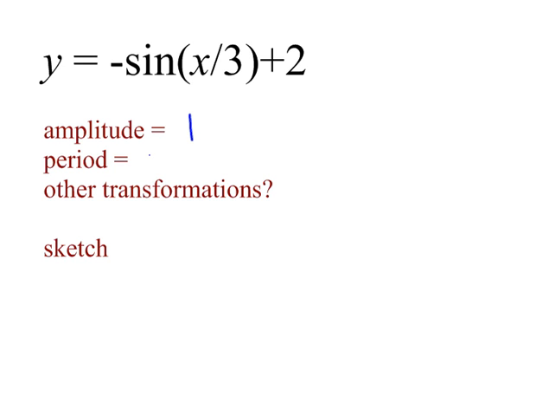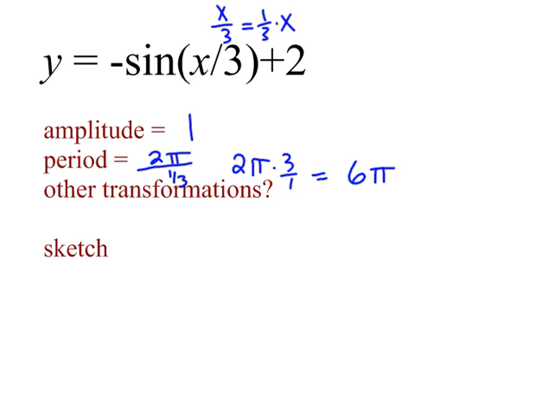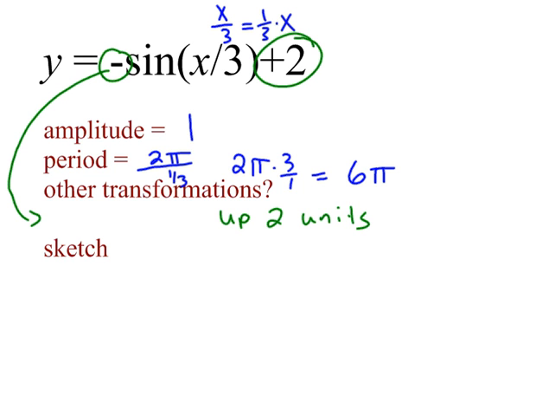The period, again, we're going to take 2 pi divided by 1/3, right? Because this can also be written as 1/3 times x. And we never divide by fractions, we multiply by the reciprocal. So that ends up being 6 pi for my period. Another transformation we can see here is the vertical shift. So it's up 2 units. And this negative is a reflection over our x-axis.